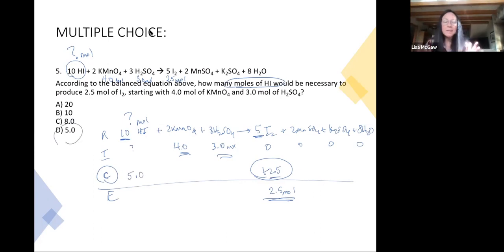So even laying it out without going through the entire table, sometimes that tool can make things a little bit more clear when it looks very murky. And that one looked very murky and scary because it had so many different numbers and so many different substances. So don't let that scare you away.